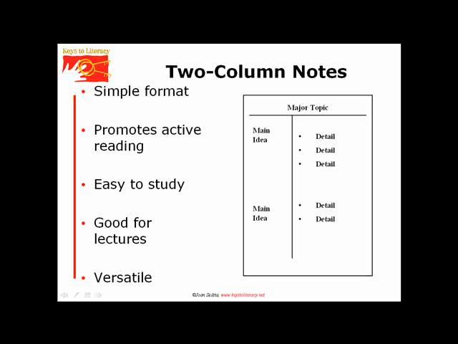Two-column notes is another of the routine's activities. With this format, the student draws a vertical line about 1/3 of the way across the paper. They then record main ideas in the left column and details in the right. This format is an adaptation of Cornell note-taking.